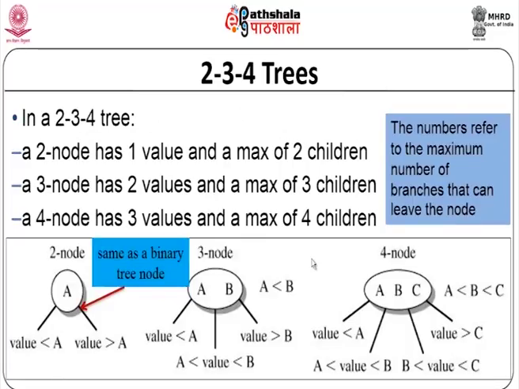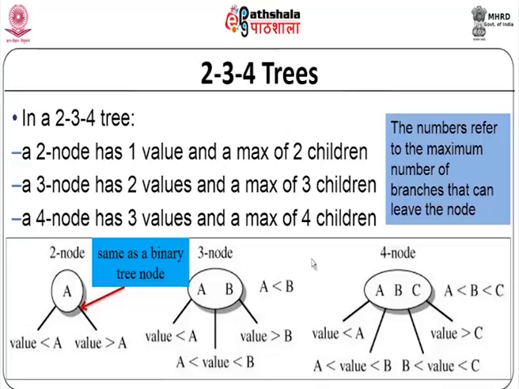So, this we have already discussed once, but to re-emphasize the fact: in a 2 3 4 tree there are 3 types of nodes: a 2 node, a 3 node and a 4 node. A 2 node has 1 value and a maximum of 2 children, a 3 node has 2 values and 3 children, a 4 node has 3 values and 4 children.